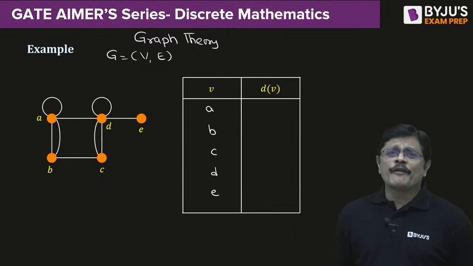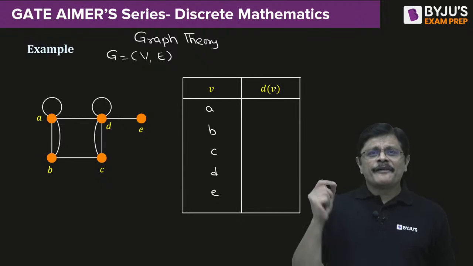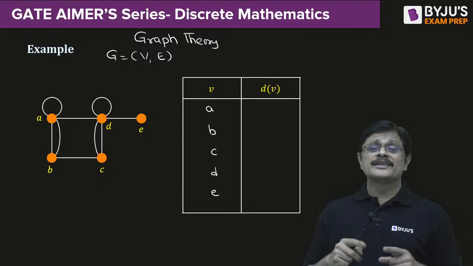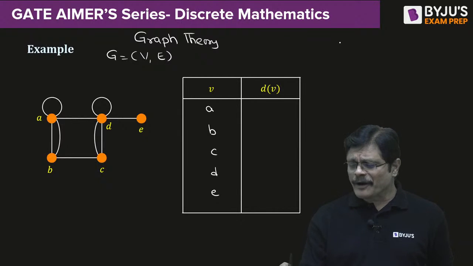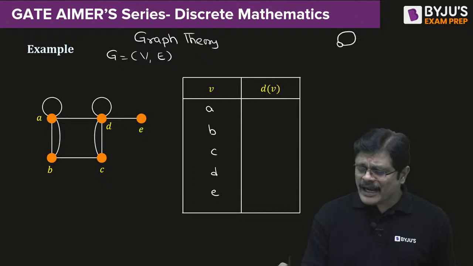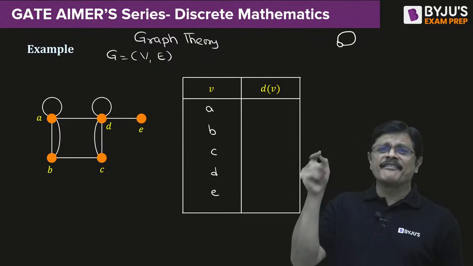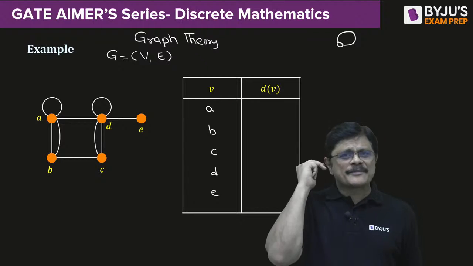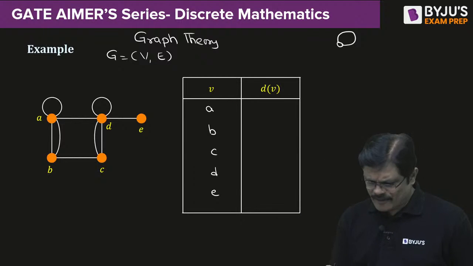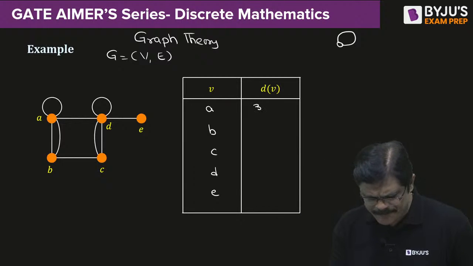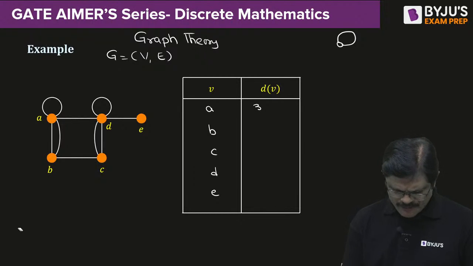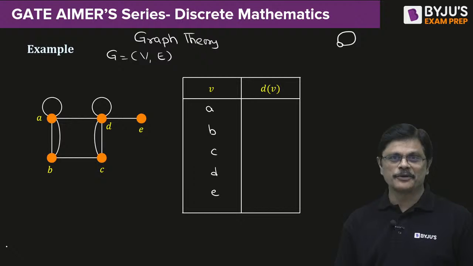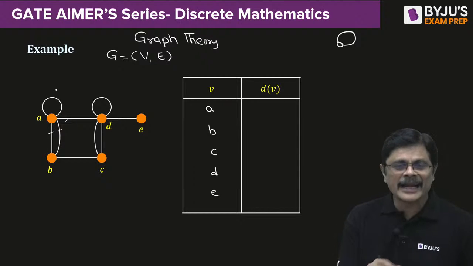Degree of a vertex is the number of edges incident on that particular vertex, counting self loop twice. Because if you have a self loop, that particular edge is incident on the same vertex 2 times. That's why a self loop is counted 2 times, my dear friends. For A, degree is 5: 1, 2, 3 and the self loop counts 2.